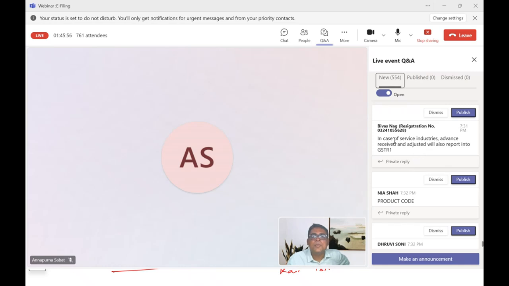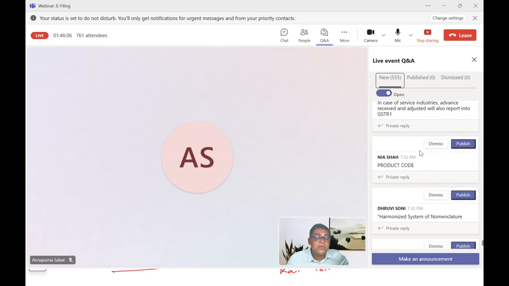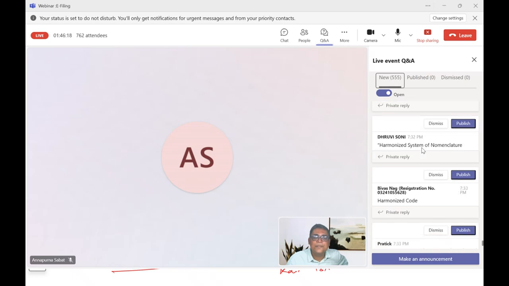Yes, sir. Bivas, you are very correct. In case of service industries, the advance received and adjustment tables are required. For suppliers of goods, it is not required. Right now, for a supplier of goods, if you are getting any advance against supply of goods, you are not supposed to pay tax at the time of getting that advance. There is notification number 66.